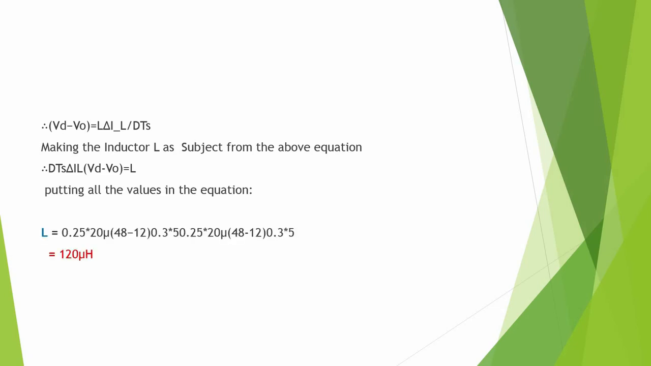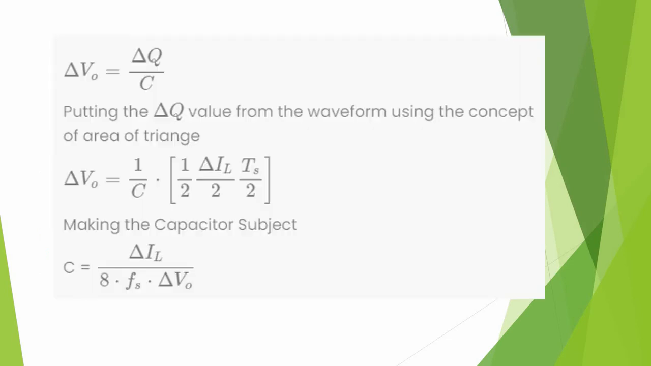So comparing both the equations, we will get the equation shown on the screen. So we have to find out the inductor L. So we will make L the subject and that's the equation to find out the inductor value. So putting all the values from the given data, we can determine the value of inductor, which is 120 microhenry. And to keep the ripple value below 30%, we can take an increased value of inductor, which I have taken as 150 microhenry.